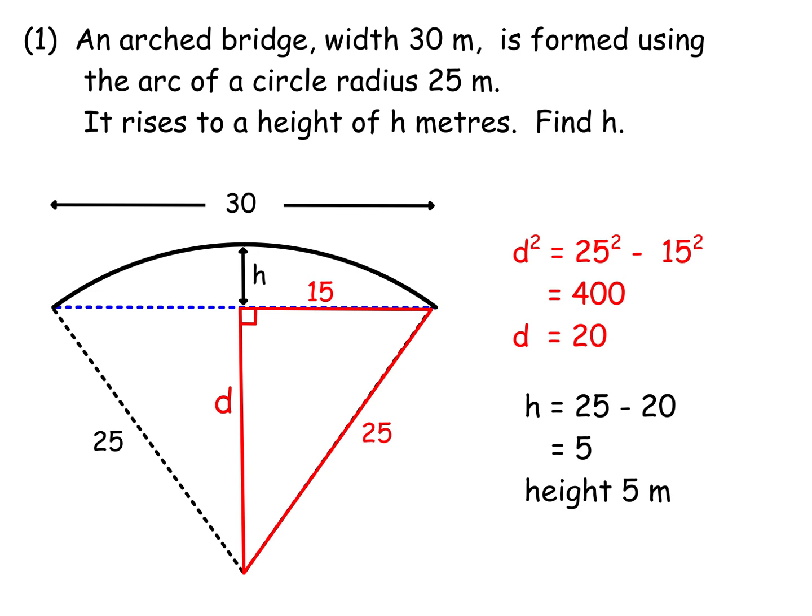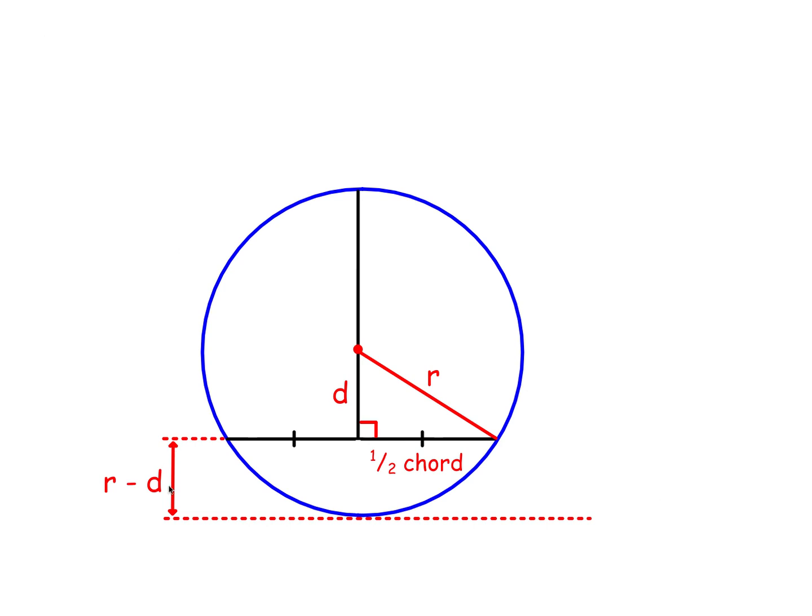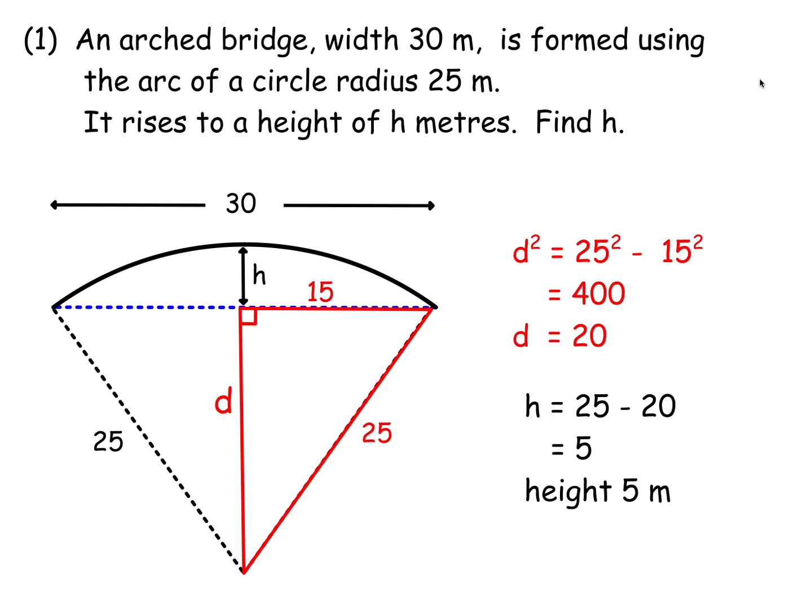So it's using this gap here, it's a full radius out, take away d and you get that gap. So that's a typical question involving the chord and the diameter using Pythagoras, but then with a little twist to it, like finding h once you've got d.